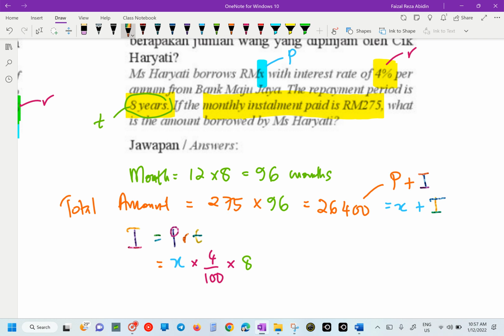Simple interest is going to be PRT, but we didn't know our principal. The principal we know is going to be X, obviously, right? So X times 4 over 100 times 8. We know that the total amount that we are going to pay is 26,400, which is the principal plus our interest. So I'm going to take my I equals everything here and substitute it to get my equation.